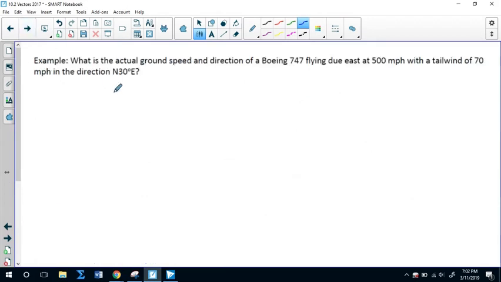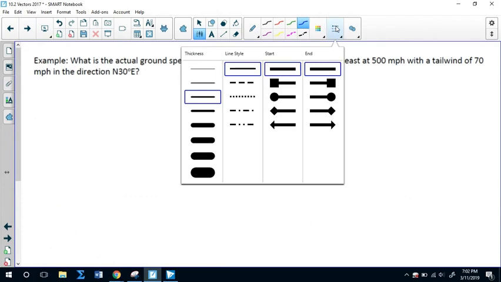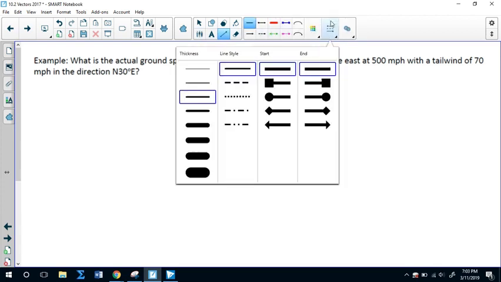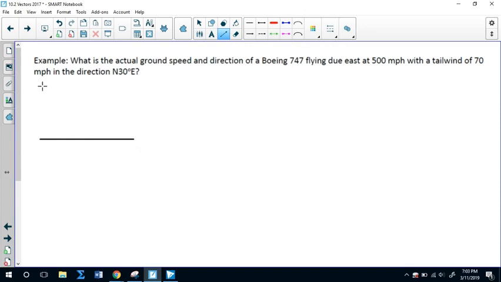hopefully. All right. So we're going to go ahead and do one of these fun problems. It is going to be done with vectors, just like last year. And hopefully you remember how it works. If not, this will be a quick little review because this shouldn't take too long.